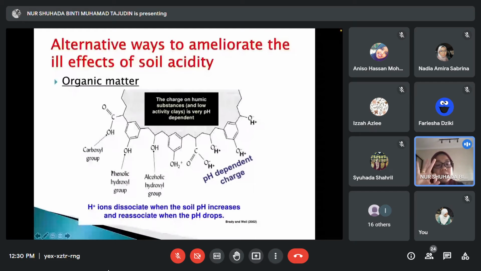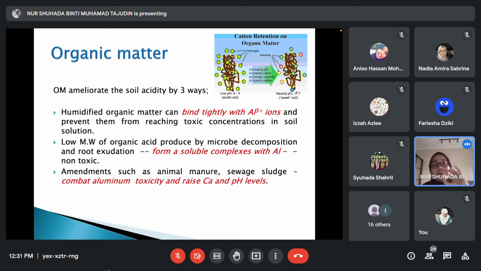Okay. Number three is that amendments such as animal manure, for example, you are using najis lembu ataupun ayam, sewage sludge, it can combat the aluminium toxicity and raise calcium and also the pH levels. Okay, because the properties of the manure ataupun the organic compound can do that. Sebab tadilah, sebab dia ada banyak a few functional groups, and also what we call as apa tadi, organic acid, low molecular weight organic acid.